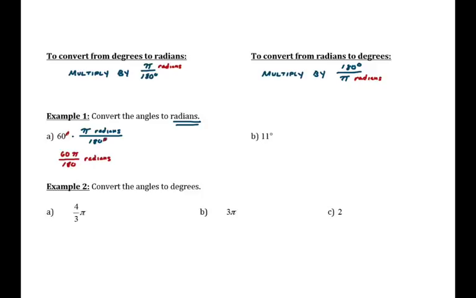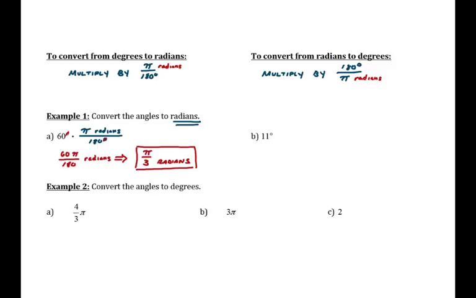So then all you have to do is reduce 60 and 180, and for the most part, most of your angles in radians will be in terms of pi. So there'll be a pi in the answer a lot of times. So all I would do is reduce this to pi over 3, because 60 and 180 reduce to 1/3. So 60 degrees is pi over 3 radians.